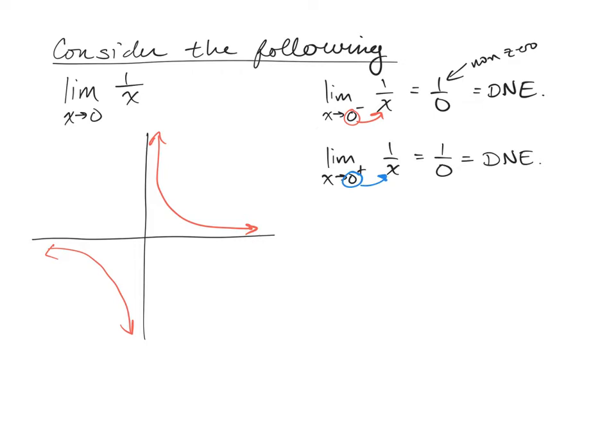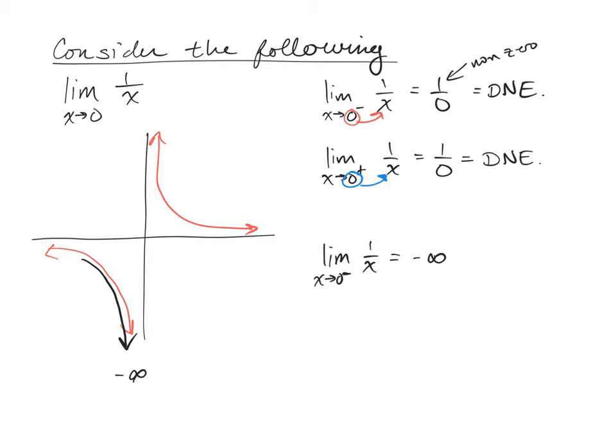So instead, we're going to look at the graph and notice that as x approaches 0 from the left, the graph goes down and it keeps going down forever. Going down forever would be negative infinity. So now we can write the limit as x approaches 0 from the left of 1 over x equals negative infinity.